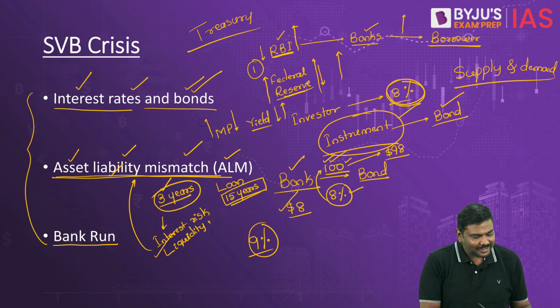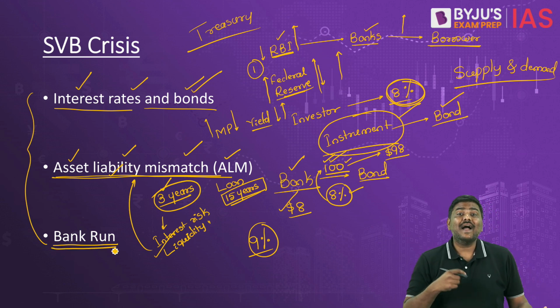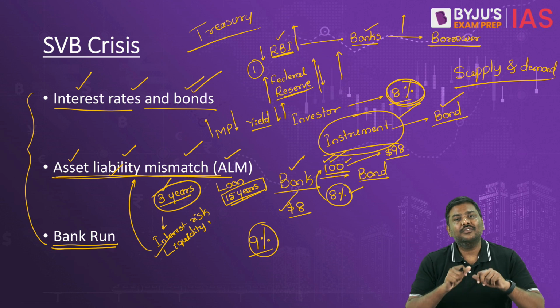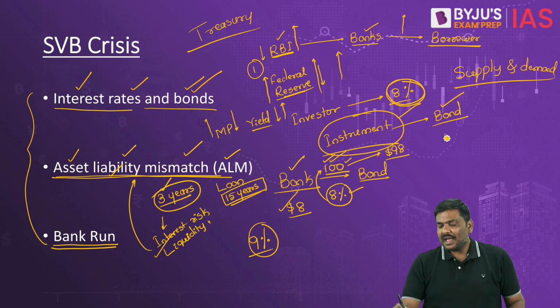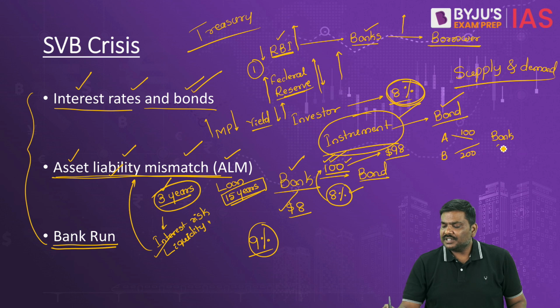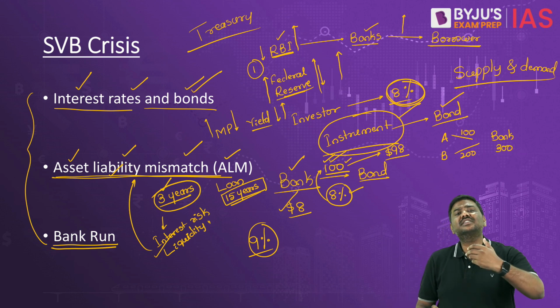And the third point here is the concept of bank run. The idea of a bank run. Let me take a very simple example. Imagine two customers A and B go to the bank and deposit 100 and 200 rupees respectively. So the bank now has a total deposit of how much? 300. Assuming there are no reserve requirements.